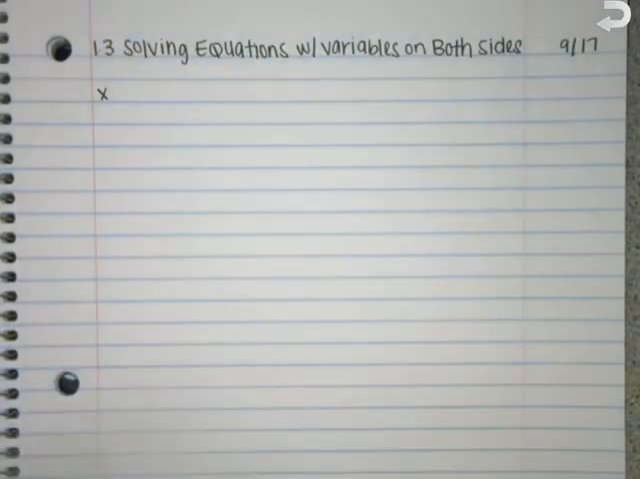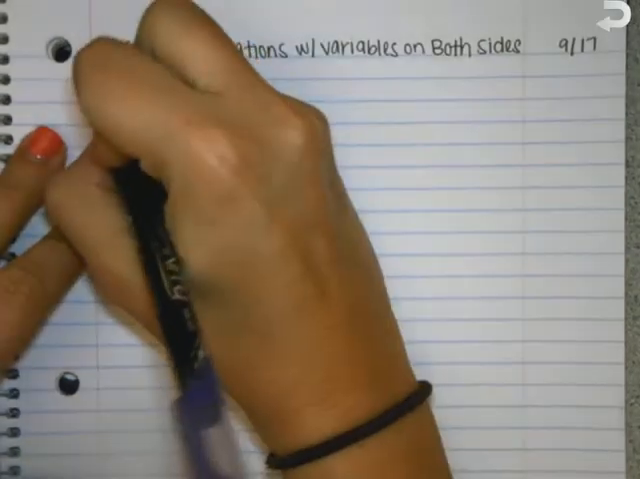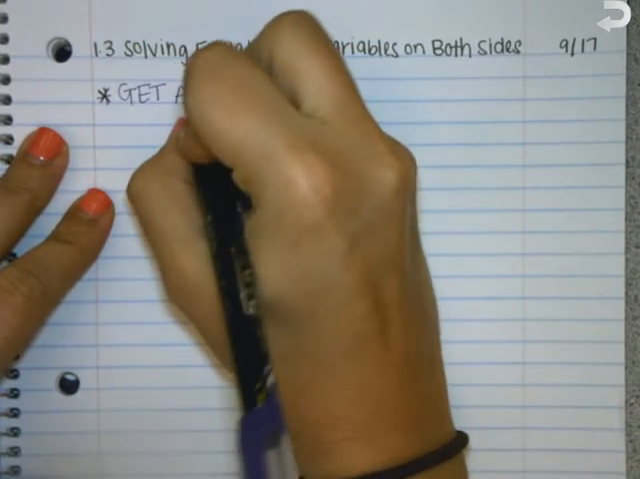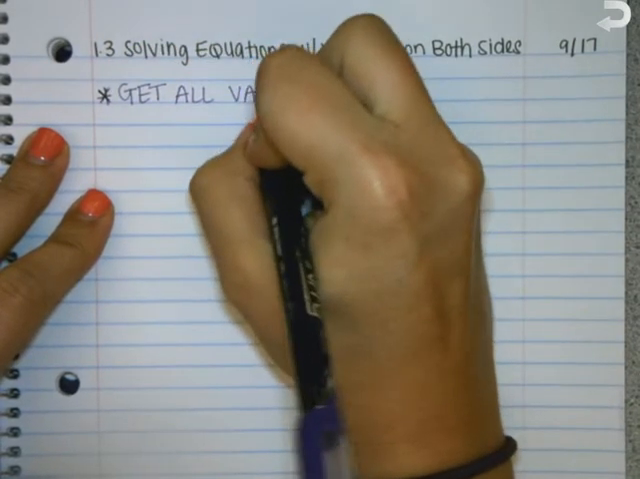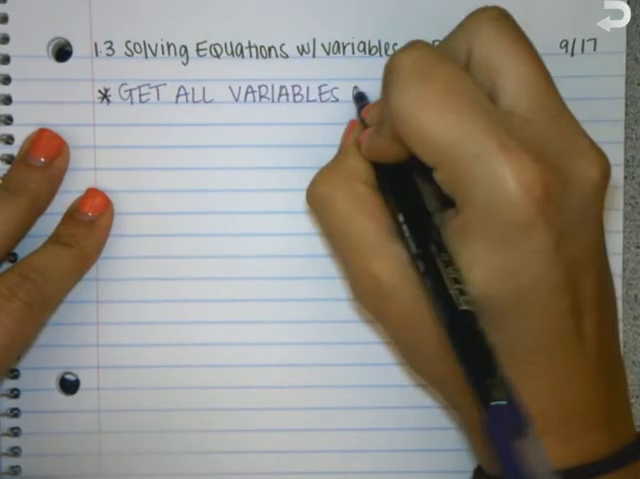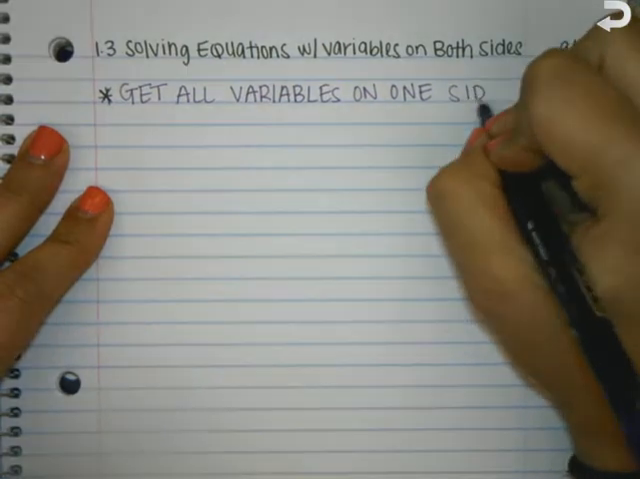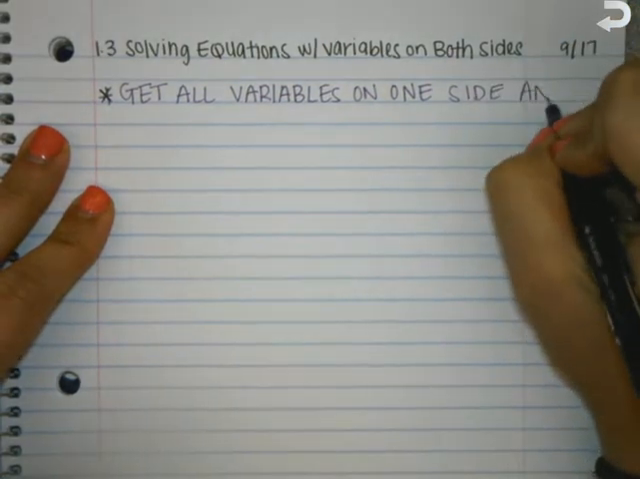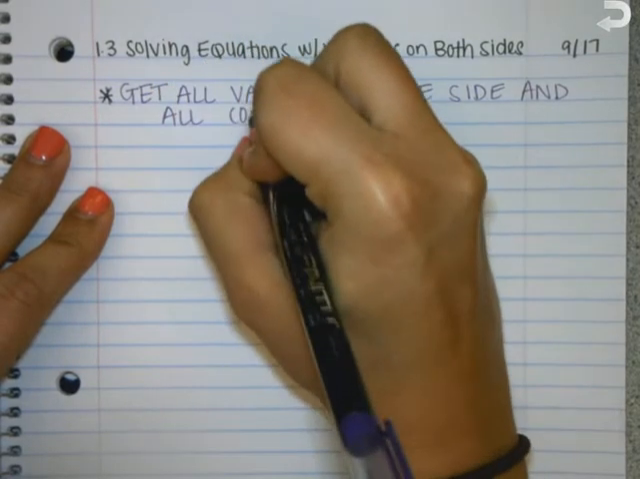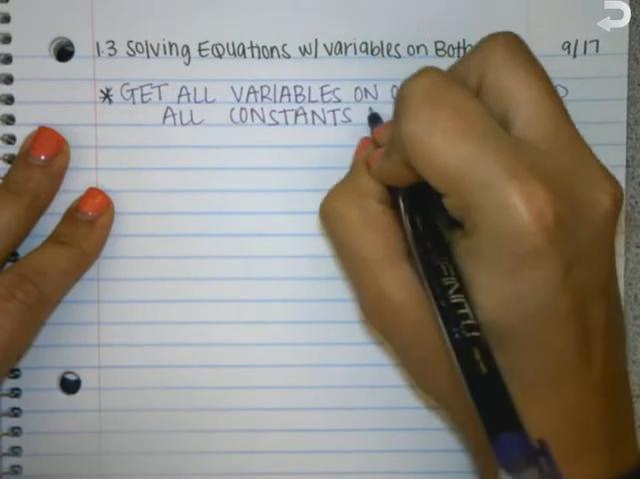Oops, let me pick a color. Get all variables on one side of the equation and all constants on the other.